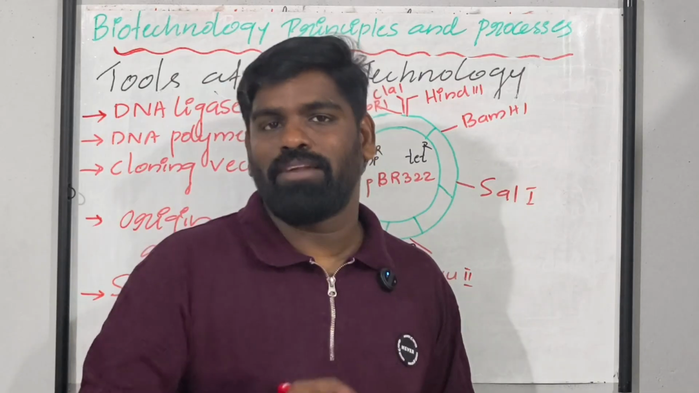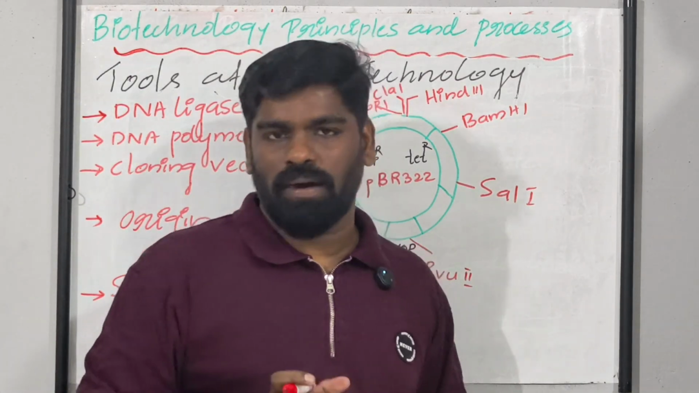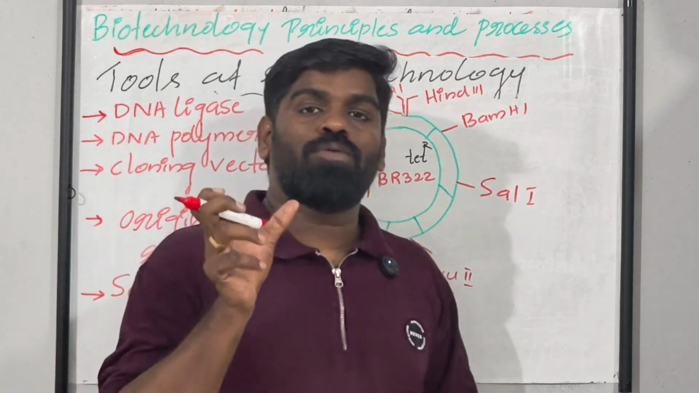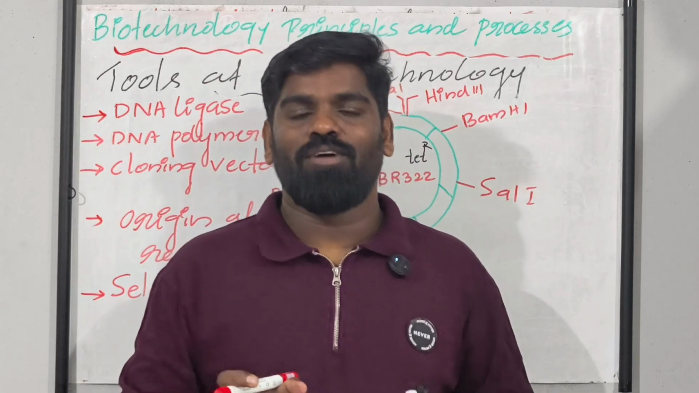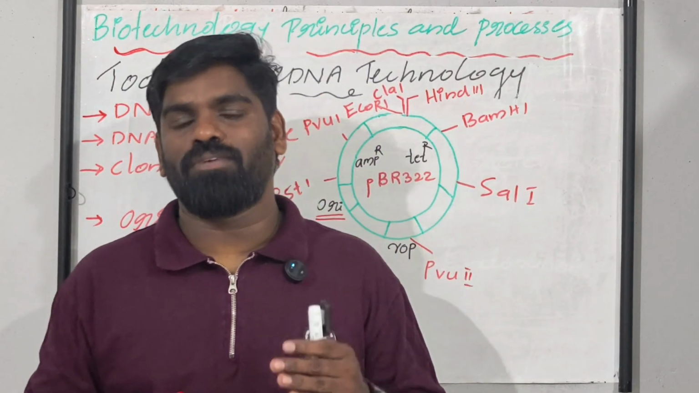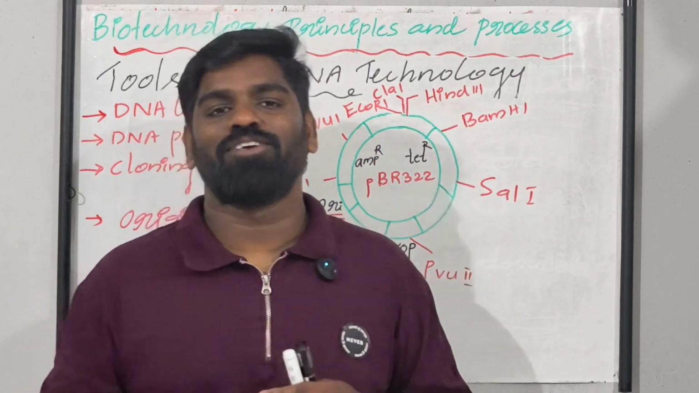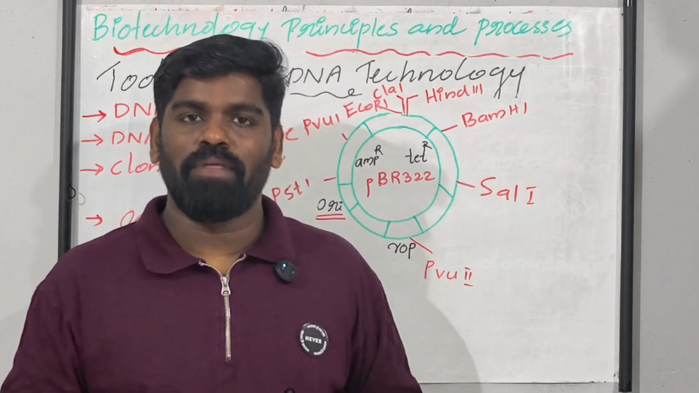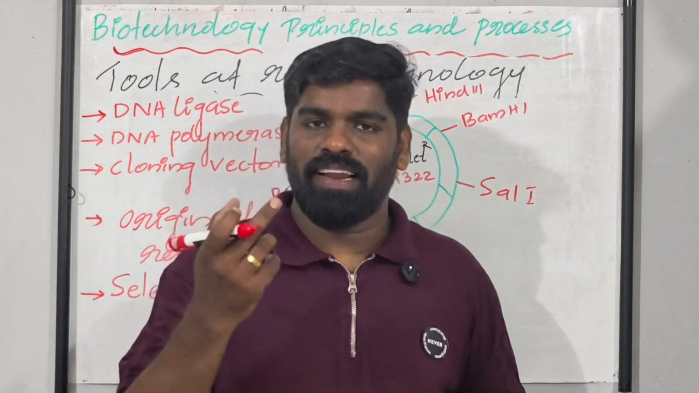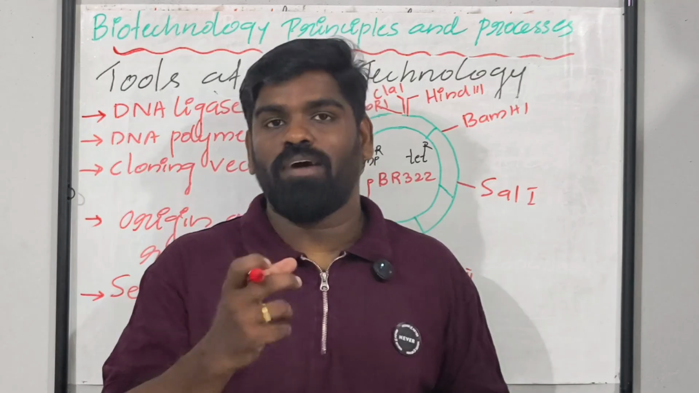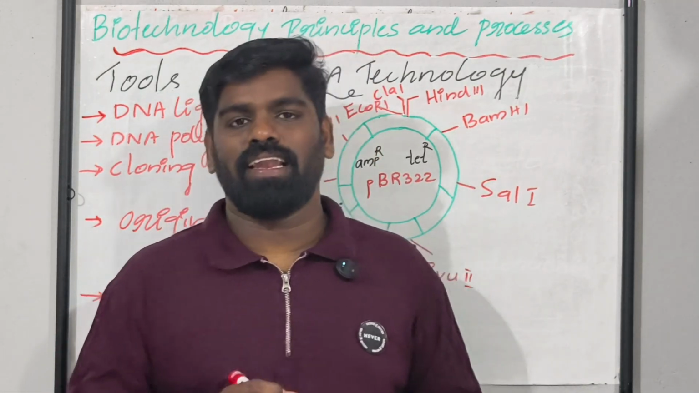For identification, marking, right? So the term itself indicates a selectable marker. If we want to identify the transformant from the non-transformant, or we can say, if we want to identify the recombinant from the non-recombinant, we have to use selectable markers. Normally these are antibiotic resistance genes, such as kanamycin, chloramphenicol, tetracycline.